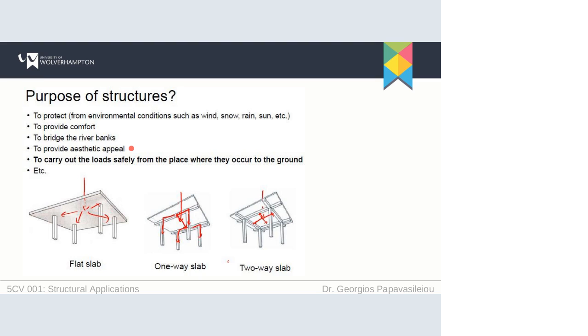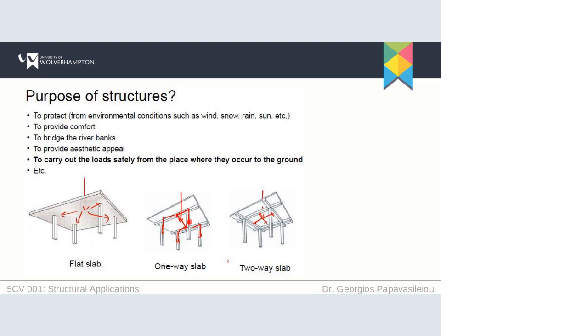It could be a structure whose main, or perhaps only, purpose is to provide some aesthetic appeal, meaning that it is something pleasing, like a monument. Not necessarily only that, because nowadays, especially very large buildings are built not only to serve a purpose, for example residential or office buildings, but they are also designed to be aesthetically pleasing as well. And of course, they need to ensure the safety of the users and everybody around them as well.